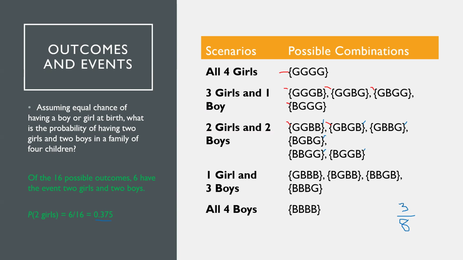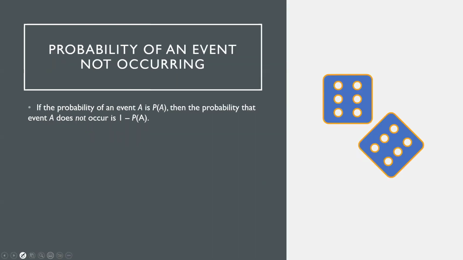And then the probability of an event not occurring: if the probability of an event A is P of A, then the probability that the event A does not occur is 1 minus P of A. We've kind of already seen this work, and we're going to play with an example. Now, actually, I'm going to take the previous example.